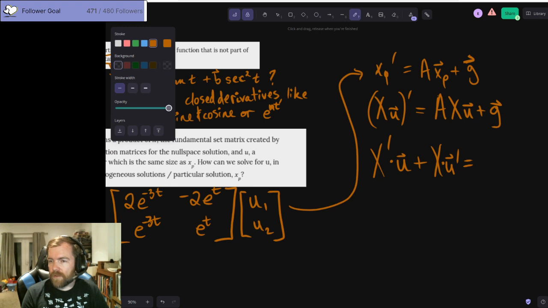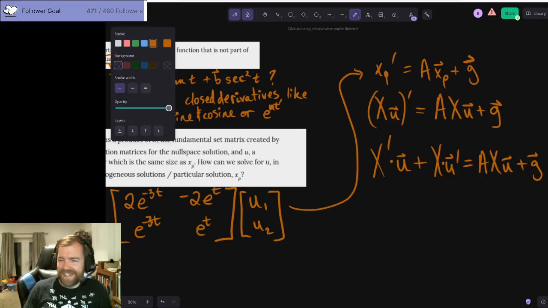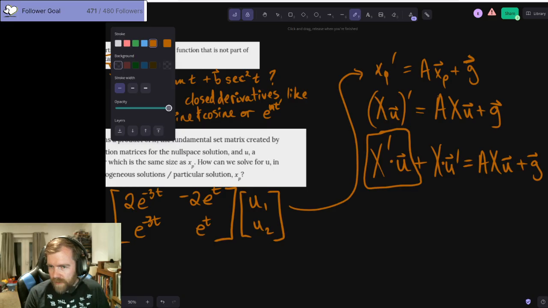Alright, and on the right hand side we've got A X u plus G vector. Stuki, what do you notice? Those first terms are the same. Which ones? The first terms on both sides of the equal sign. So our x prime u and A x u. Am I right? Okay. Because? Yeah, those.